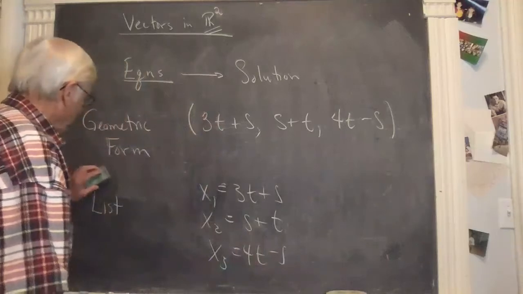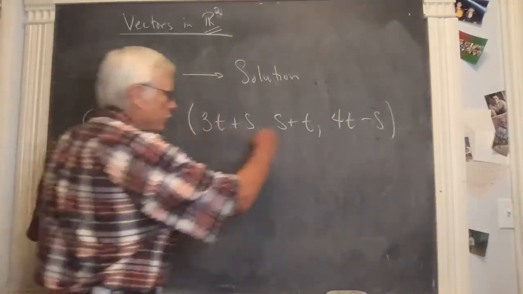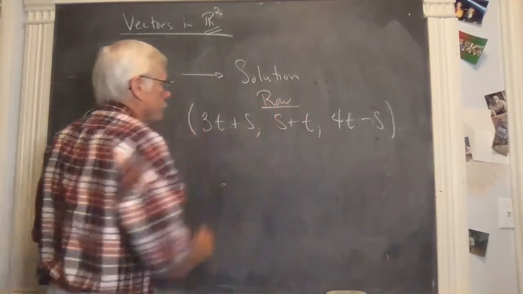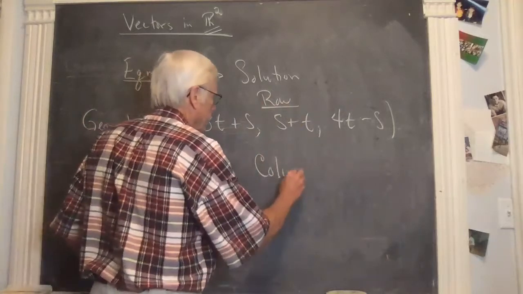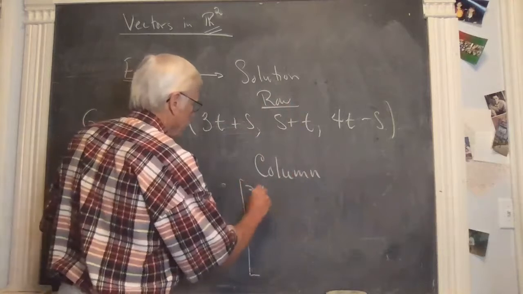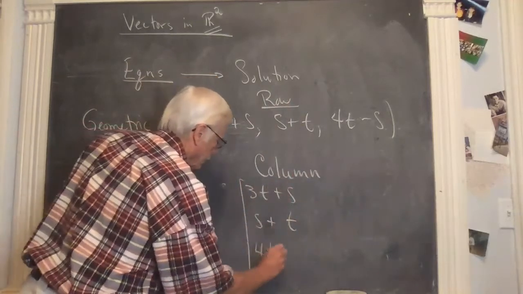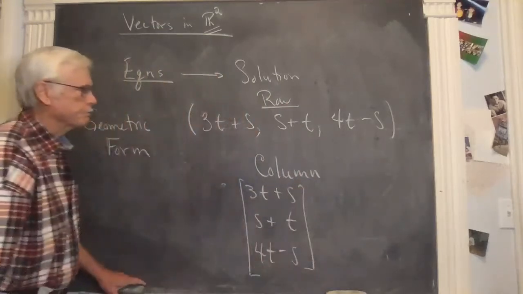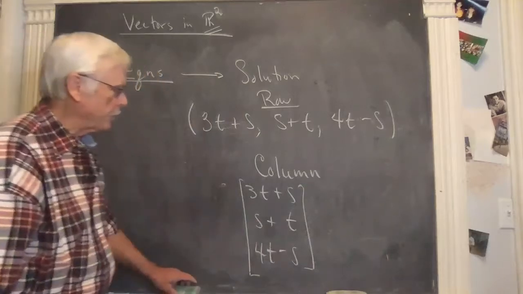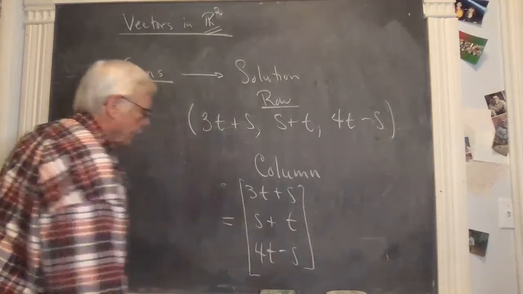We're going to be most interested in geometric form. I wrote geometric form here as a row, but you could also list it as a column. So this is written as a row, but I wanted to show you can also list it as a column. 3t plus s, s plus t, 4t minus s. So here is the geometric form, one of these two that we will be using. And with either one, this is what I wanted to show you. Let's work with the column one first.